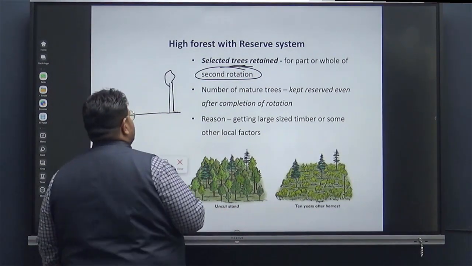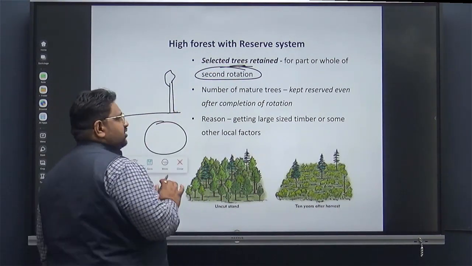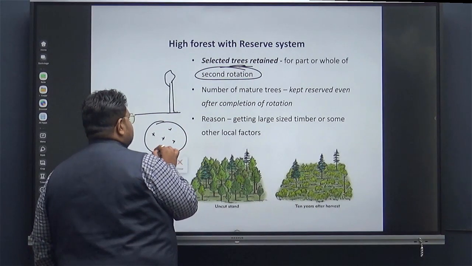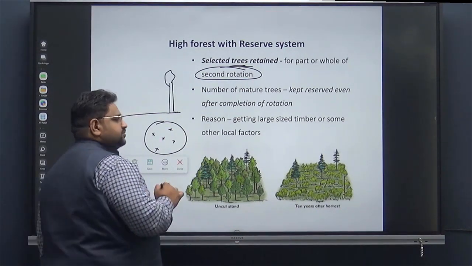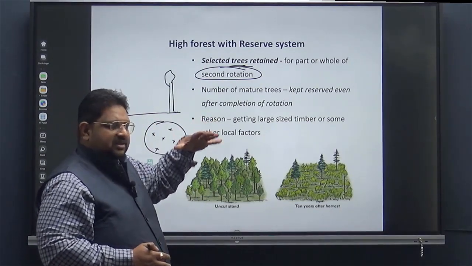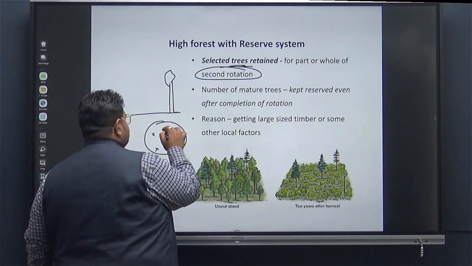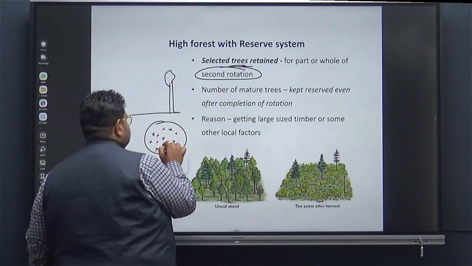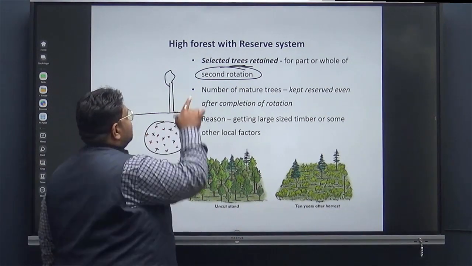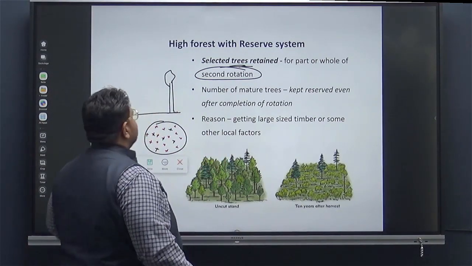So in this system, what will happen? Out of all the trees which need to be cut down when they reach the rotation, some trees will be left off without harvesting. Okay, they will be left off without harvesting and they occupy the forest. And the remaining species, the next rotation species, will be growing in between. So this also looks like a two-storied forest. There will be high forest with reserves.